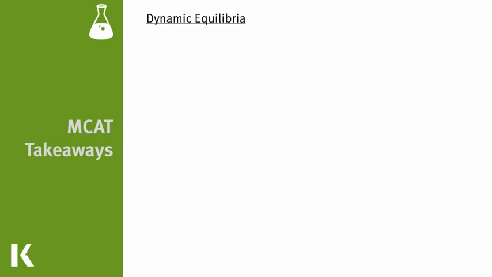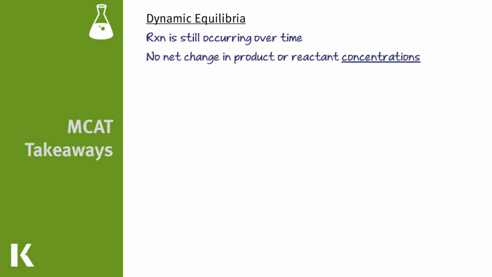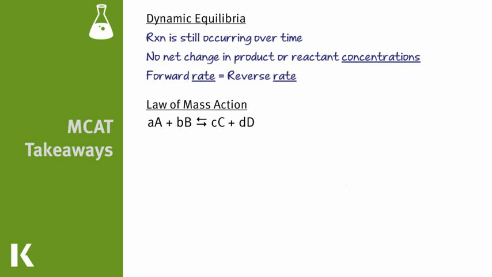In this video, we learned the important concepts within equilibrium. We saw that in dynamic equilibria, the reaction is still occurring, even though there is no change in the concentration of the reactants or the products. This means that the rate of the forward reaction and the rate of the reverse reaction must be the same. We defined the law of mass action for reactions and saw that the ratio of the concentration of the products to the concentration of the reactants at equilibrium was equal to the equilibrium constant.